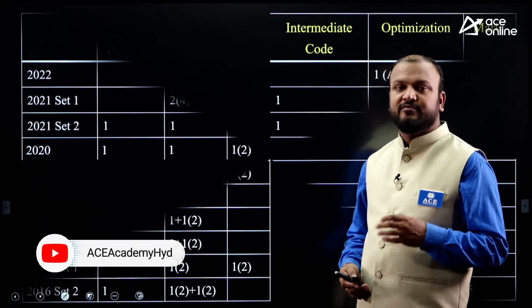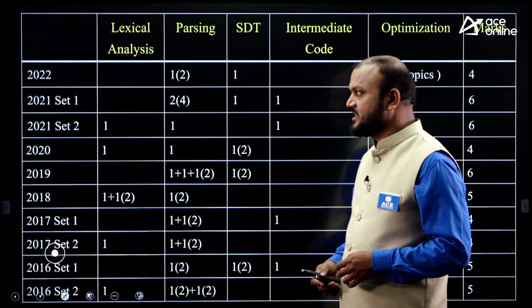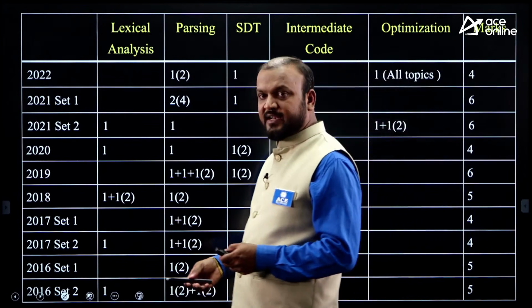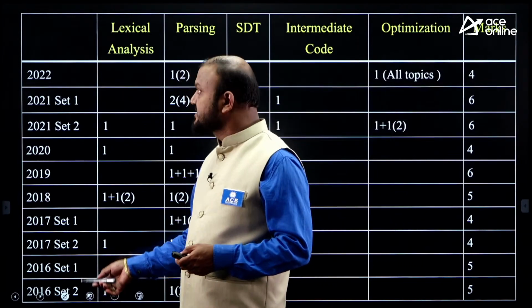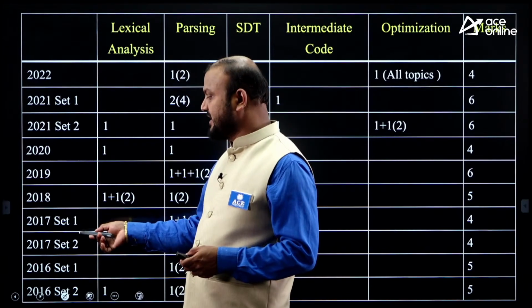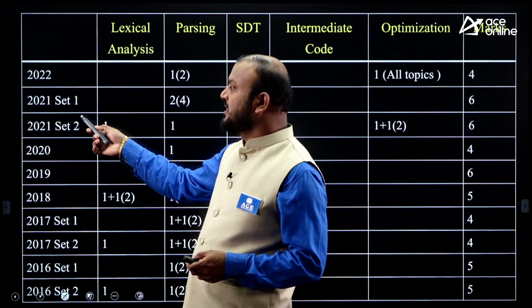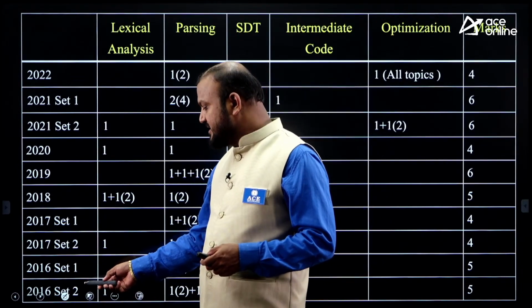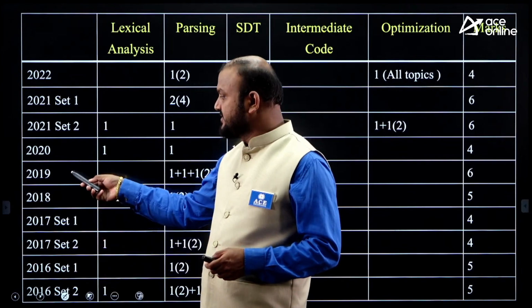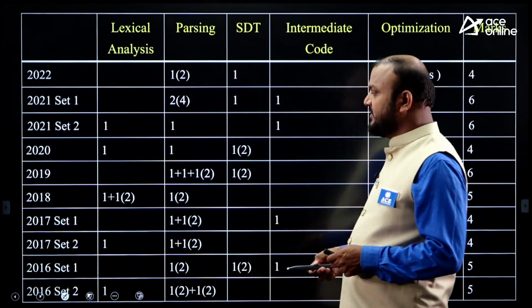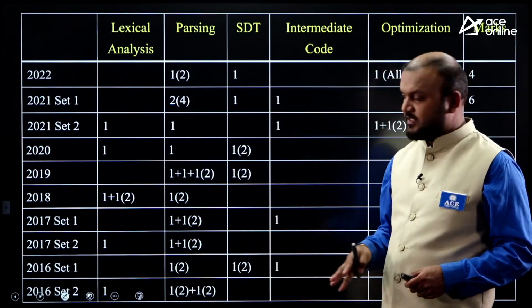Before we start the session, we will understand the weightage analysis of the compiler design subject. Here I have analyzed papers from 2016 to 2022. In 16 we have two sets of papers, 17 two sets, 18, 19, 20 and 21 again two sets, and 22. Totally I have analyzed 10 papers, 10 PYQs. If you see 10 PYQs, you can understand where to focus.